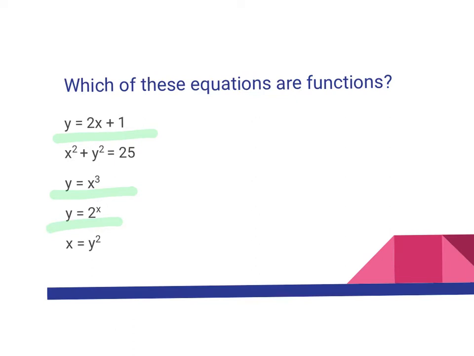Where you come into relations is if the exponent is on the y value. So this x equals y squared is that sort of sideways parabola that we looked at. And of course, x squared plus y squared equals 25 is a circle with radius 5.